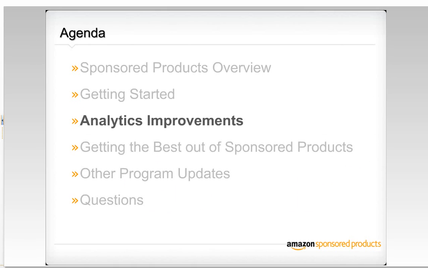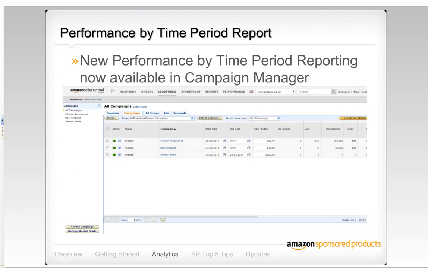Next, we'll walk through some recent improvements we've made to program analytics. We have enabled a feature in Campaign Manager which lets you view your performance over specific time periods. The new time period dropdown can be found on all of the campaigns, ad groups, ads, and keywords tabs in Campaign Manager. In this screenshot of the Campaigns tab, you can see that you can now select from different time periods.